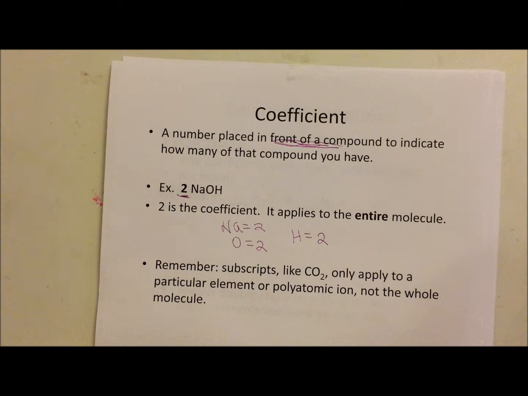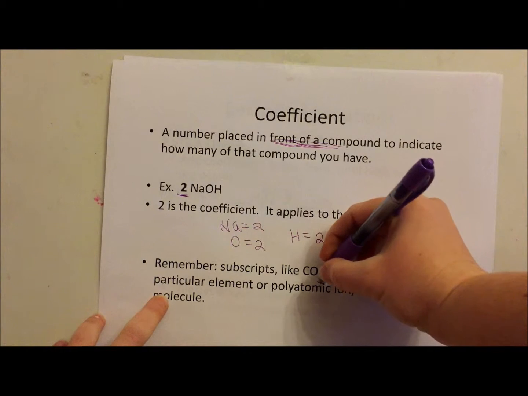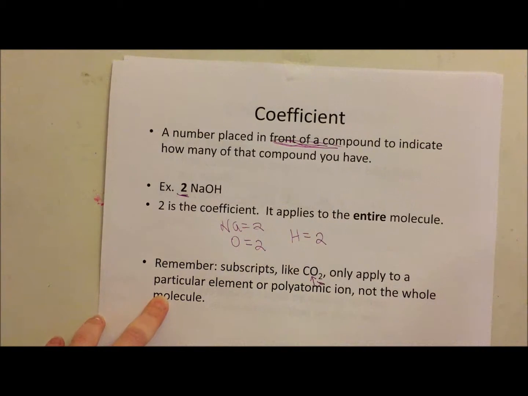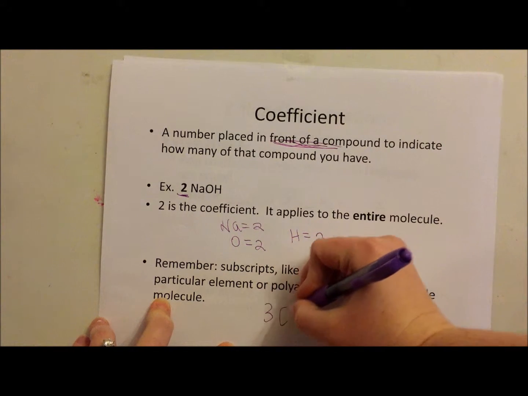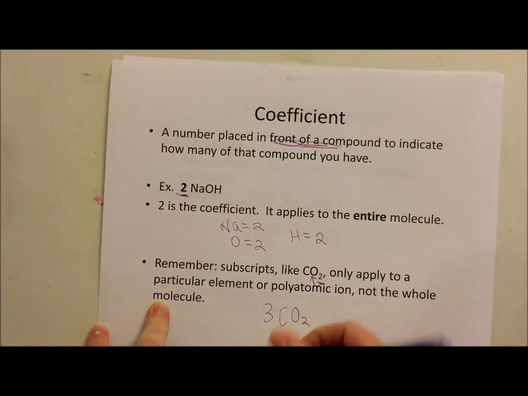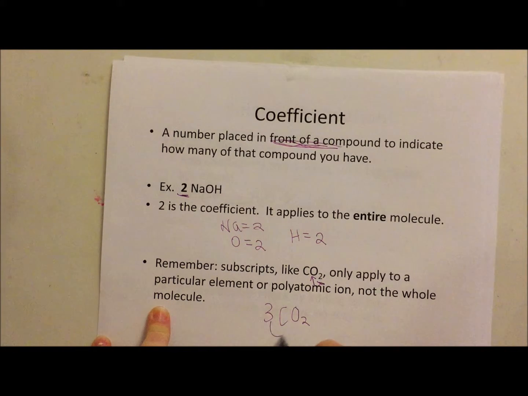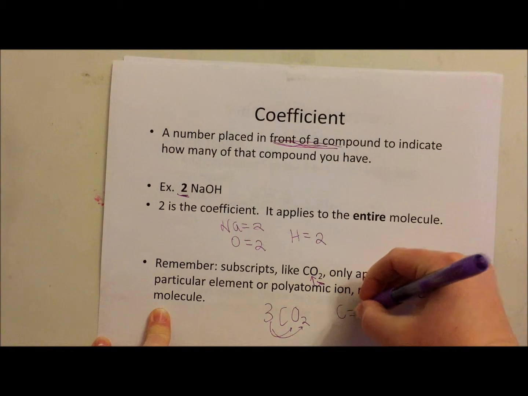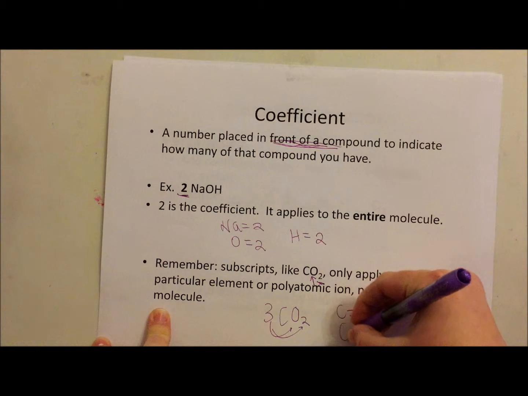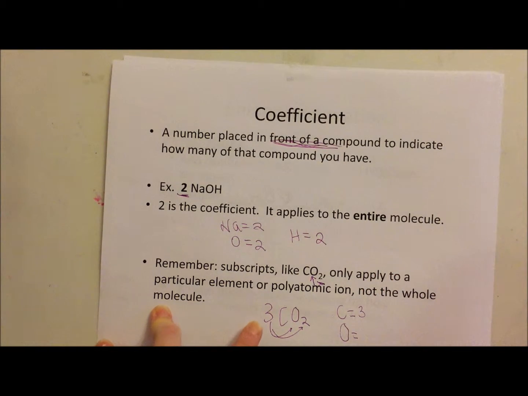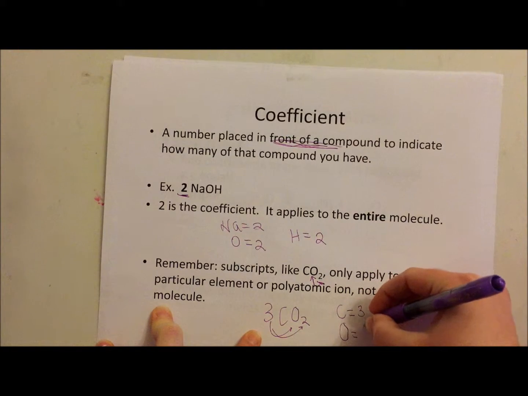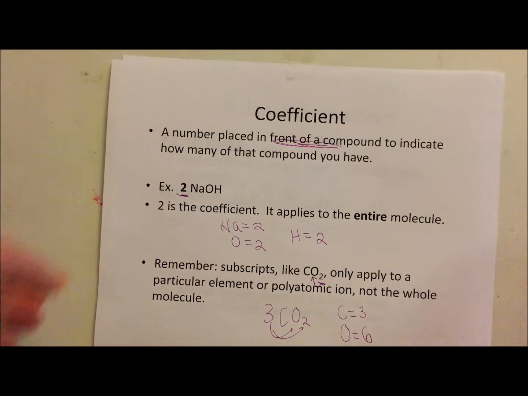Also, remember subscripts like CO2 only apply to the particular element or the polyatomic ion, not the whole molecule. So don't forget, this 2 only represents for the O, not for the C. But let's say we add a coefficient of 3 in front of CO2. Well, we're going to distribute our 3 to our C and our 3 to our 2. So how many C's will I have? I'll still have 3, and how many O's would I now have with a 3 coefficient? Well, 3 times 2 is 6. Perfect.